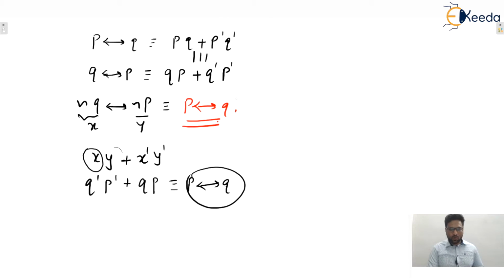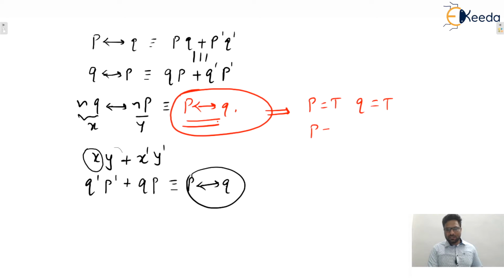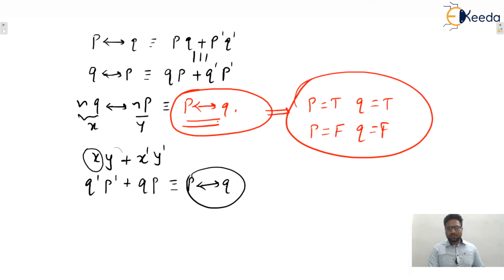So we can conclude that P biconditional Q is true when P is true as well as Q is true, or whenever P is false as well as Q is false. Okay. So these are some basics which will be required.